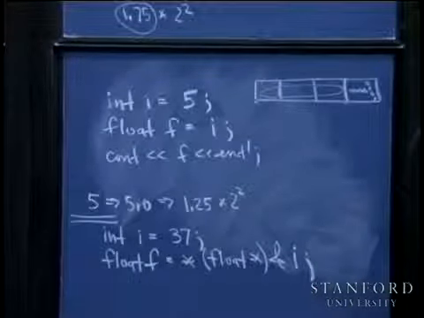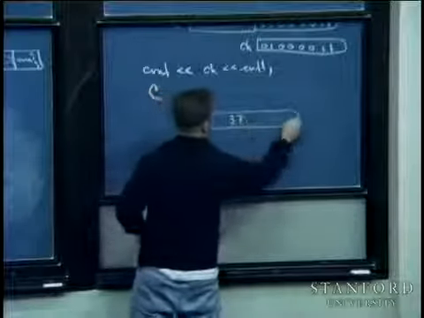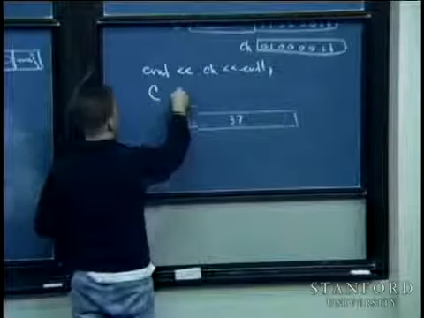When the 37, with its 1s and zeros represented right there, this is where i is in memory.